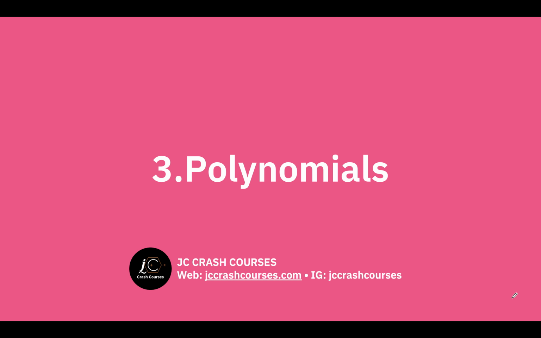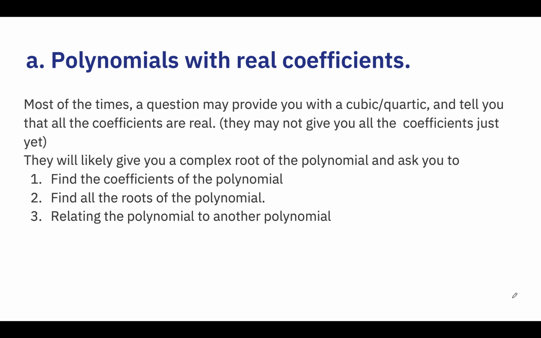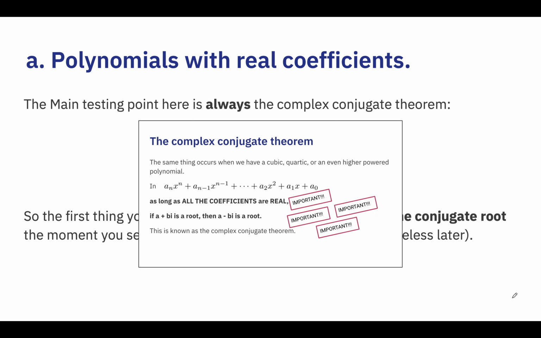Right, so for the final chapter of this topic, we are going to look at polynomials. So the first aspect of this would be polynomials with real coefficients. Most of the time, a question may provide you with a cubic or maybe even a quartic and tell you that all the coefficients are real, and they may not give you all the coefficients just yet. Okay, so there are three kinds of things they can ask for. They will likely give you a complex root of the polynomial and ask you to, number one, find the coefficients of the polynomial, number two, find all the roots of the polynomial, and number three, relate the polynomial to another polynomial.